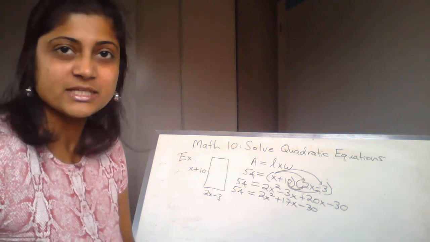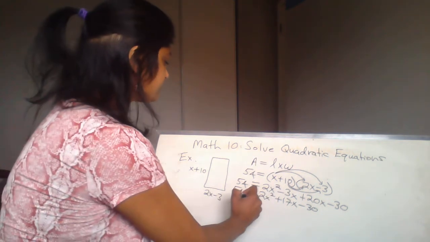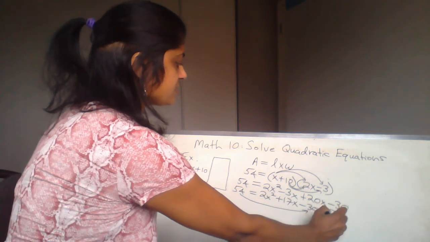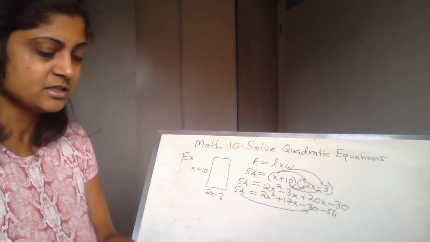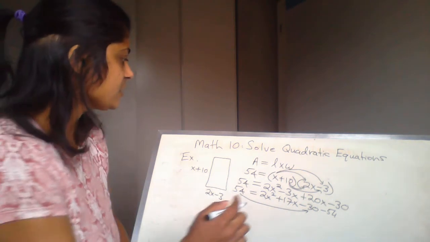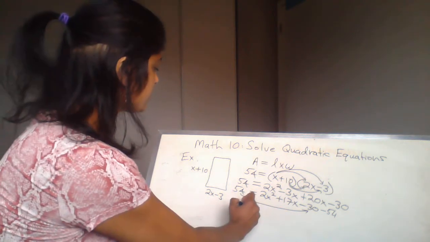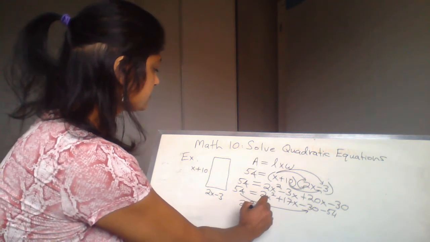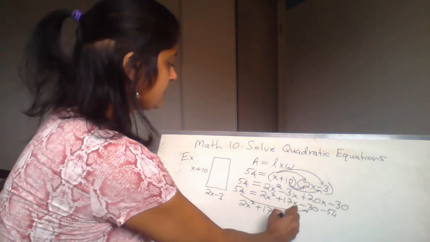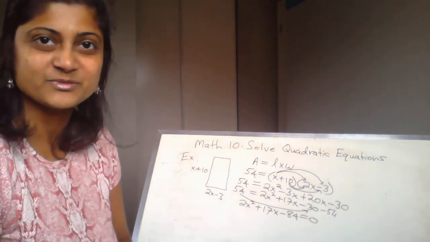So in the next step, we're going to take the 54 to the other side. You see how it's positive 54? And on this side, it's going to be negative 54. So we're doing negative 30 minus 54, which is negative 84. So I'm going to rewrite the equation right here: 2x squared plus 17x minus 84, which is equal to 0.